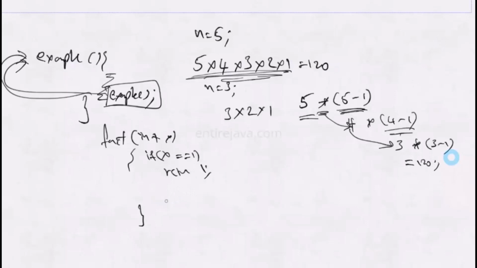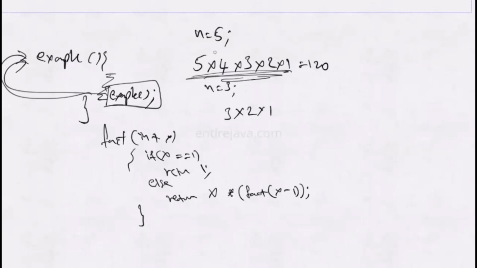We're going to have the same logic in here. So we're going to say else, if the value is not 1, then return x multiplied by factorial of x minus 1. Now try to think about this logic. You will definitely find the factorial of any given number.